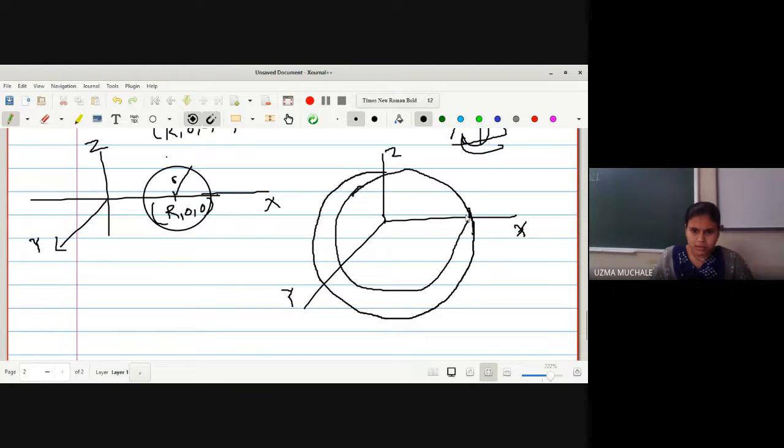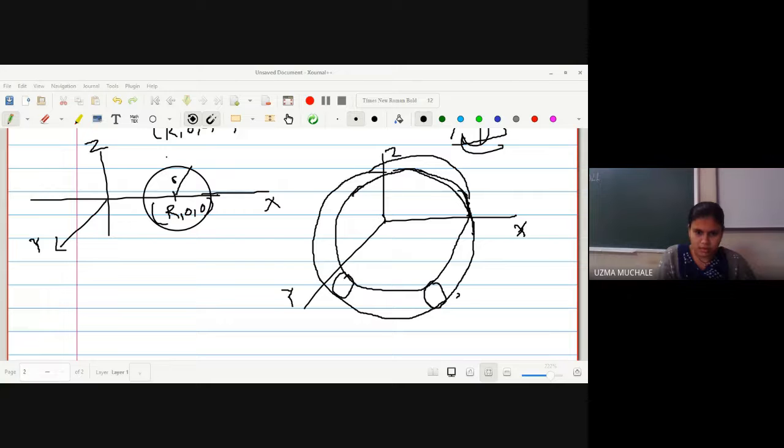So assume that firstly here it has some position, and after some time it will be at this position. Okay, let me show you the actual image because I am not able to draw it so well.